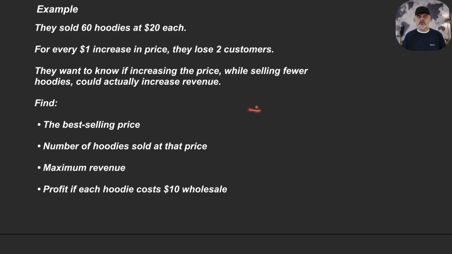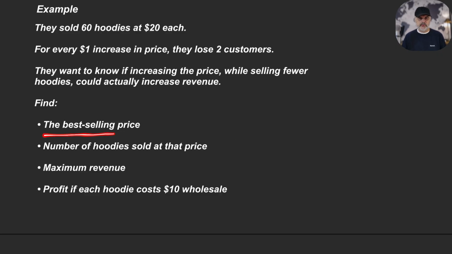If you add $2 to the price, you would lose 2 customers by that multiple. So 4 people will stop buying. So that's the pattern that we observe here. And the quadratic function is a beautiful application that allows you to work with optimizing the best revenue by simply putting it into the quadratic formula.